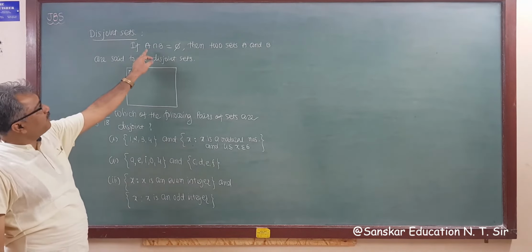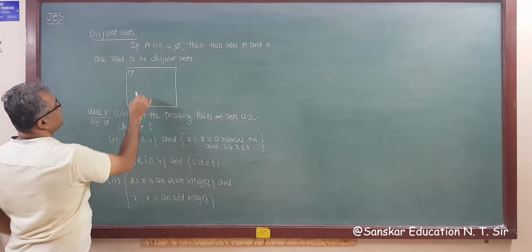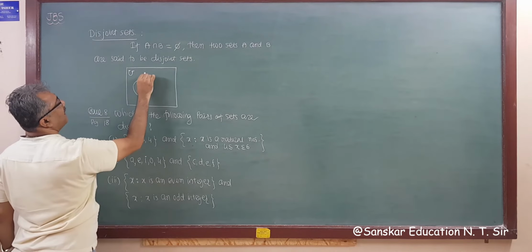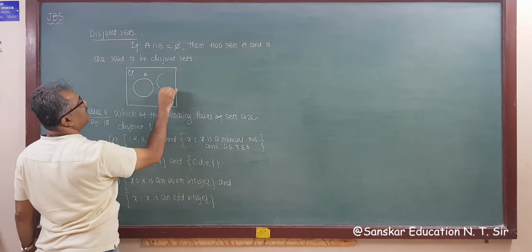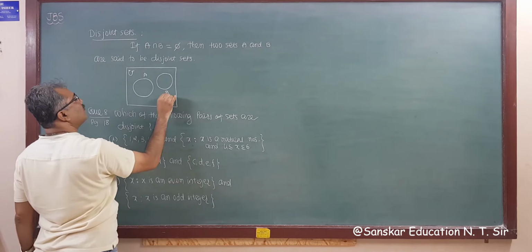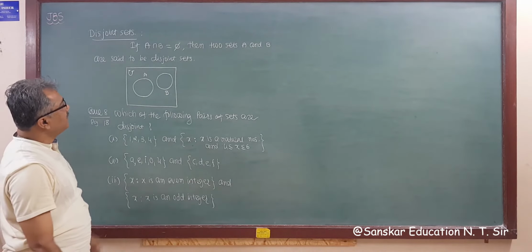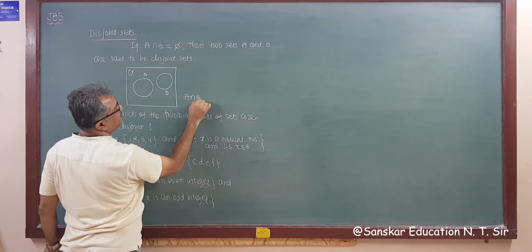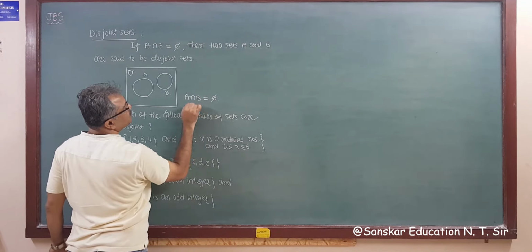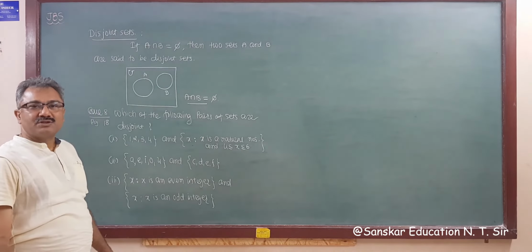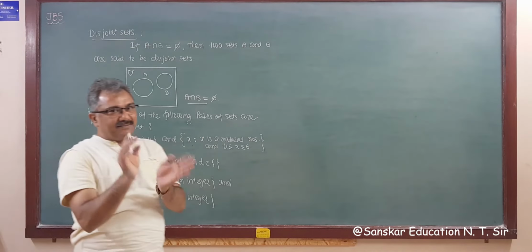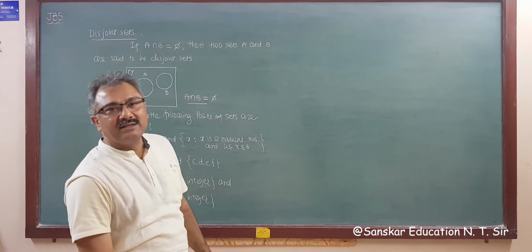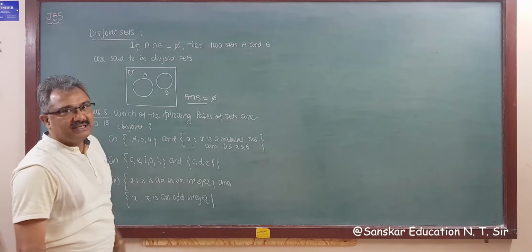Now the intersection of both sets is the empty set. That is, suppose this is a set A and this is a set B. Then these both sets are said to be disjoint because the intersection is phi here. So A intersection B is equal to phi. So remember one thing: disjoint sets mean the intersection of the two sets is the null set, the empty set.